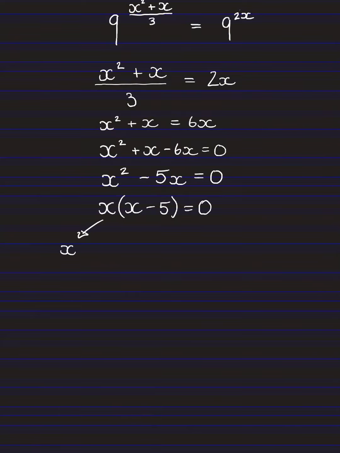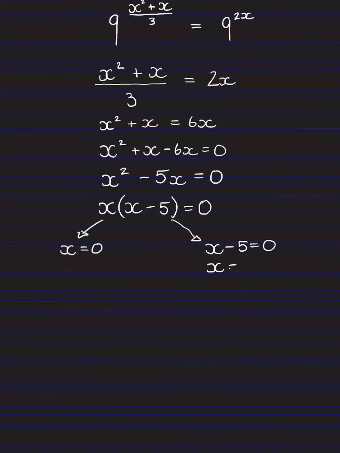So this factor is x. Let's make it equal to 0. And the other factor is x minus 5. And that's equal to 0. Those arrows you wouldn't draw. I'm just drawing them because I'm a teacher.